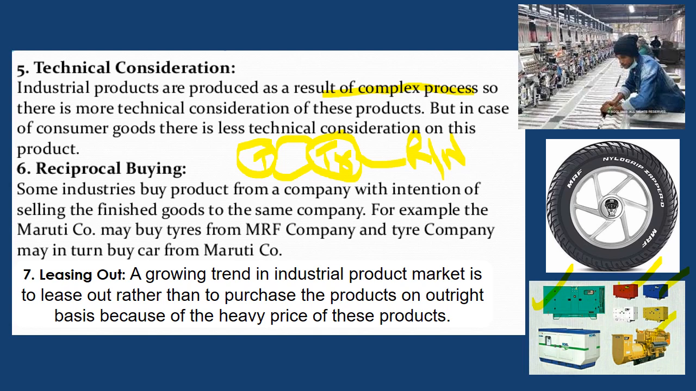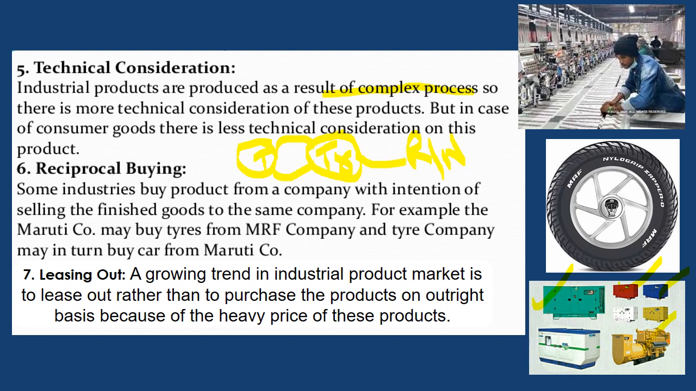So what are they saying? Some industries buy products from a company with the intention of selling the finished goods to the same company. Correct, no? For example, Maruti company may buy tires from MRF company, and tire companies may in turn buy cars from Maruti company. So what are they saying? You manufacturing tires, you will need a car. The car company will need tires, so it's reciprocal.